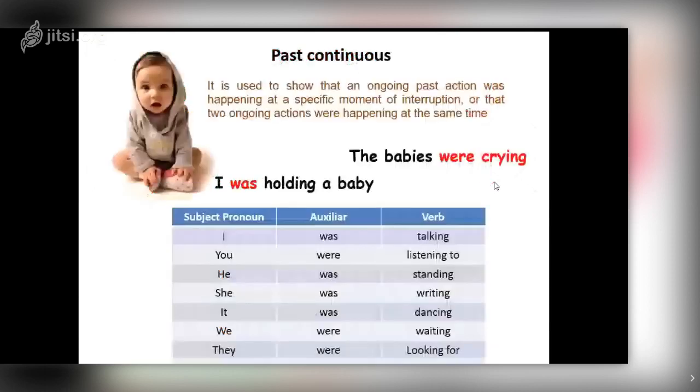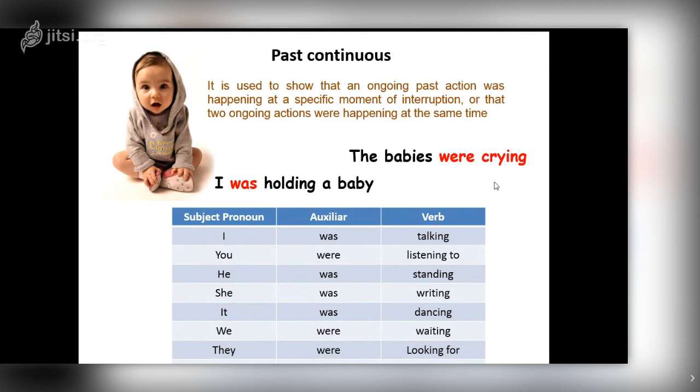Well, let's continue. And we have now another tense to know, past continuous. Past continuous is used to show that an ongoing past action was happening at a specific moment of interruption, or that two ongoing actions were happening at the same time. I'm sorry, the screen changed with a little delay, but I'm going to repeat it one more time. So past continuous is more or less the same as present continuous, but the action is done in the past.